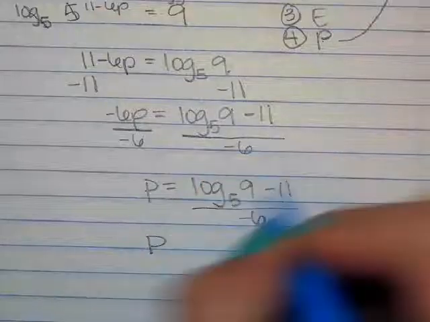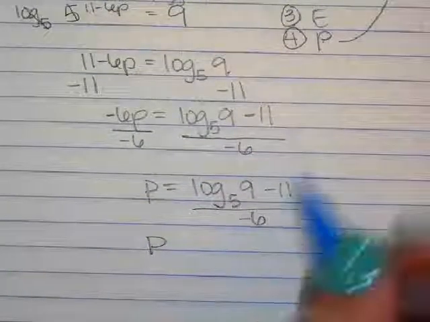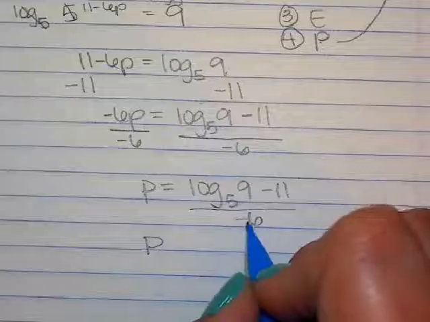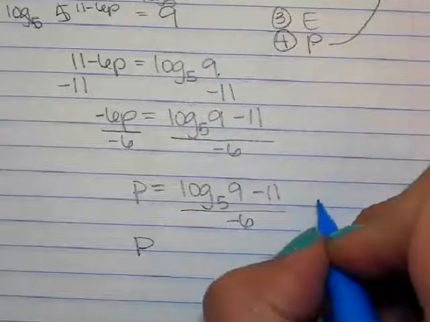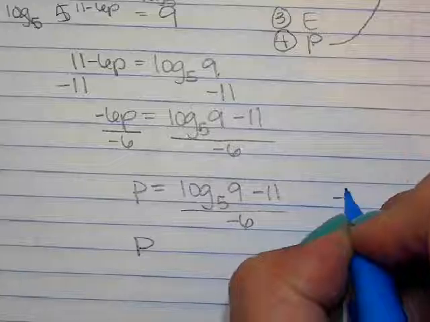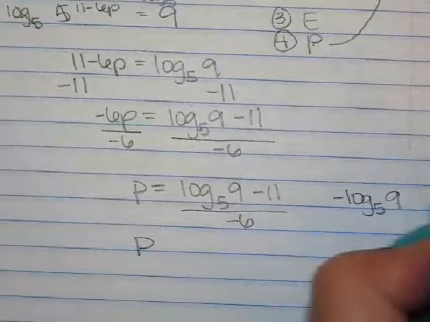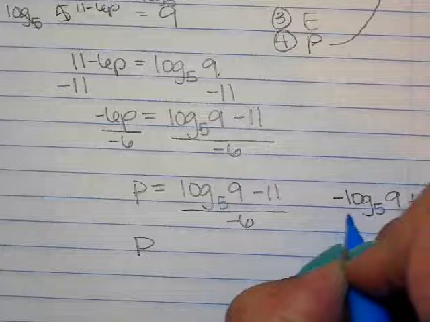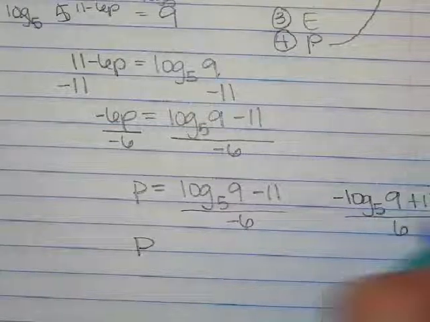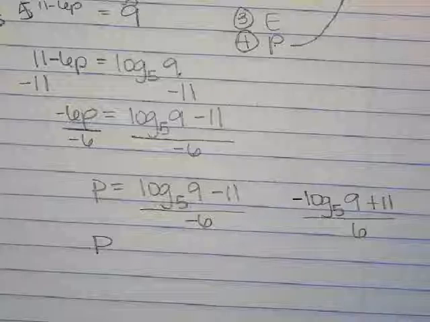There's our approximate answer. Now, if a mathematician-y person did not want the negative on the bottom, they could move the negative to the top, and they could make it negative log base 5 of 9 plus 11. See how I'm just moving it to the front? That's the only way they could fix the problem, to take the negative off the bottom, which is a strategy we've seen multiple times. So if they chose to do that, that's how they would choose to do it.